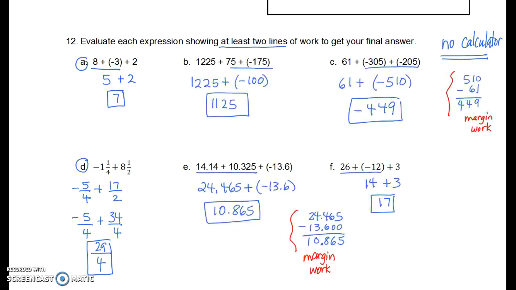Okay, folks, here are the answers to B, C, E, and F, but it's not just about the answers, it's about how you show your work. You can see on B that I chose to add 75 and negative 175 first. On C, I chose to add the 2 negatives together first. And I have some margin work for C. And I do the margin work over on the side in the margin. E, I added the 2 positives and did some margin work. And F, I just worked from left to right.